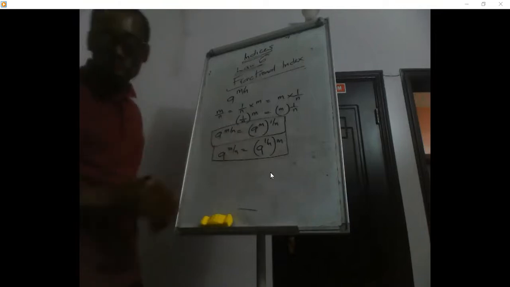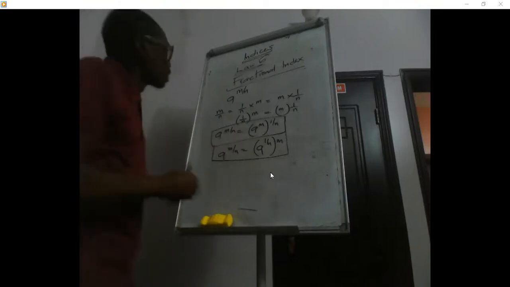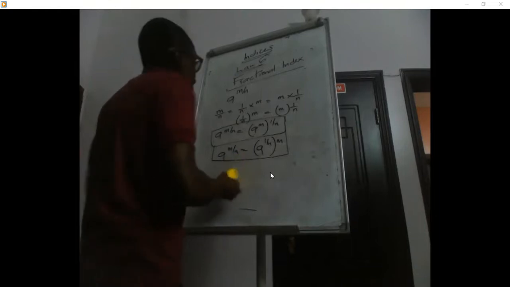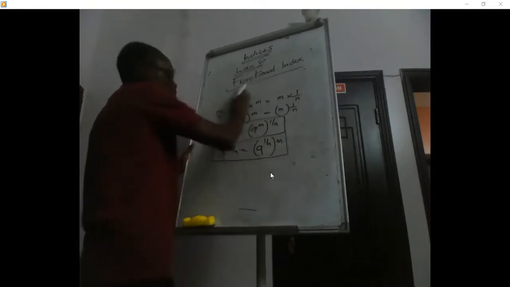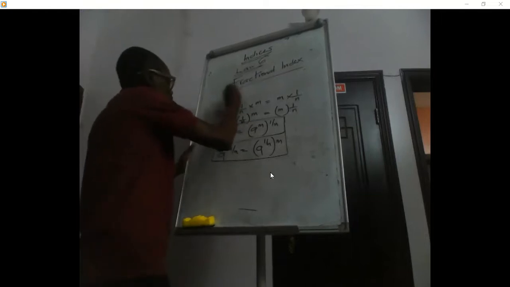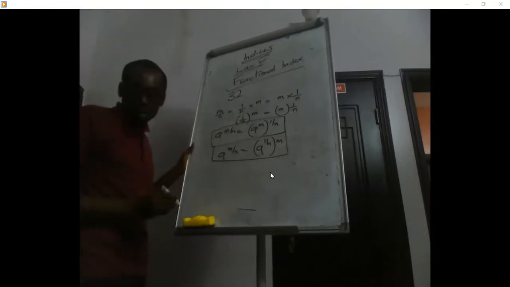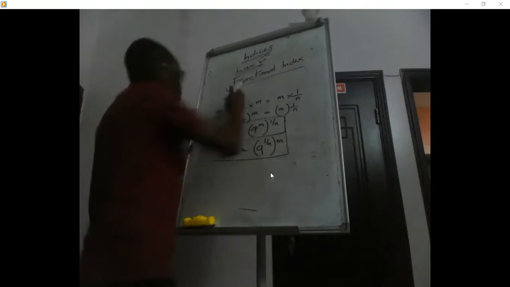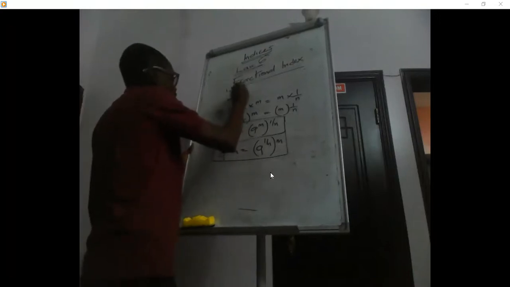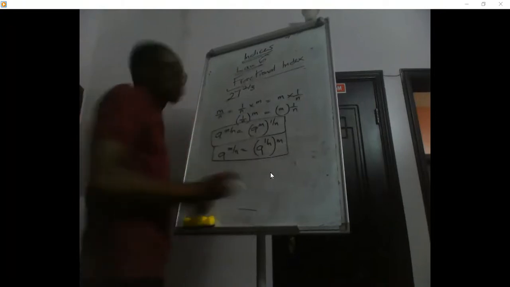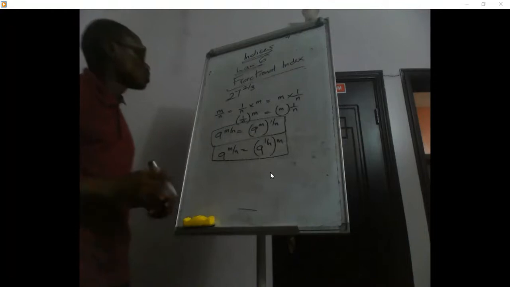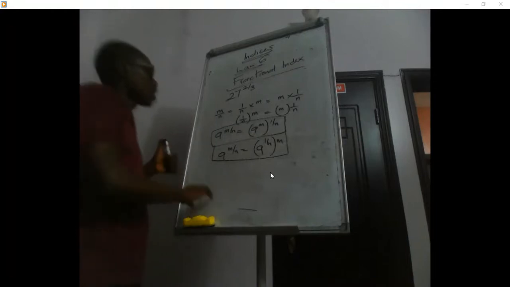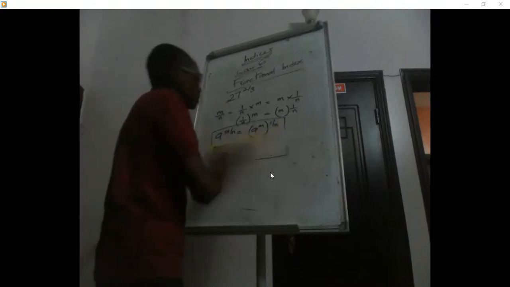So let's put this to work right now. In a scenario where you have 27 raised to the power 2 over 3, how do you simplify this? How are you going to simplify this?